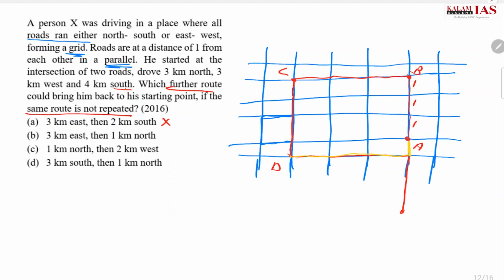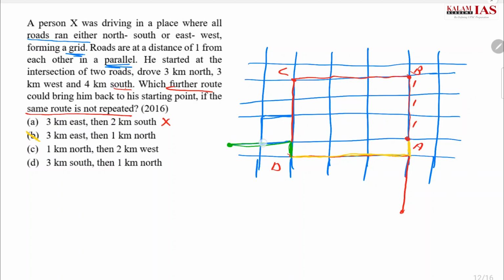Yes, this is the correct option because with this he will reach the initial position, so option B is correct. If we check this, 1 kilometer north, let's check the other option. It is 1 kilometer north and 2 kilometer west.